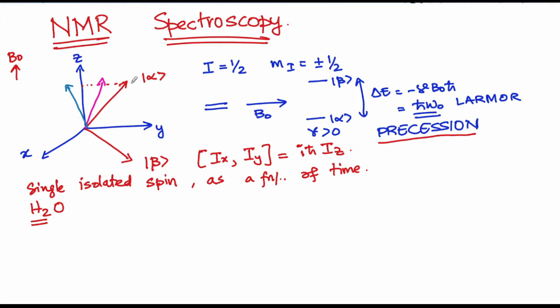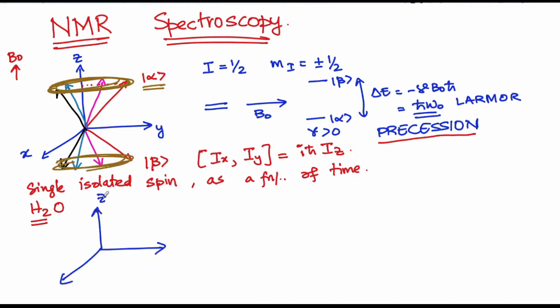Remember, I'm only talking about the alpha state. It can keep switching between the alpha and beta state, a single isolated spin as a function of time. But the probability of finding it in the alpha state is slightly more than that of the beta state, which we saw from the Boltzmann distribution. So what this finally results in is a cone that this inscribes, meaning that these spins end up having a motion of this sort.